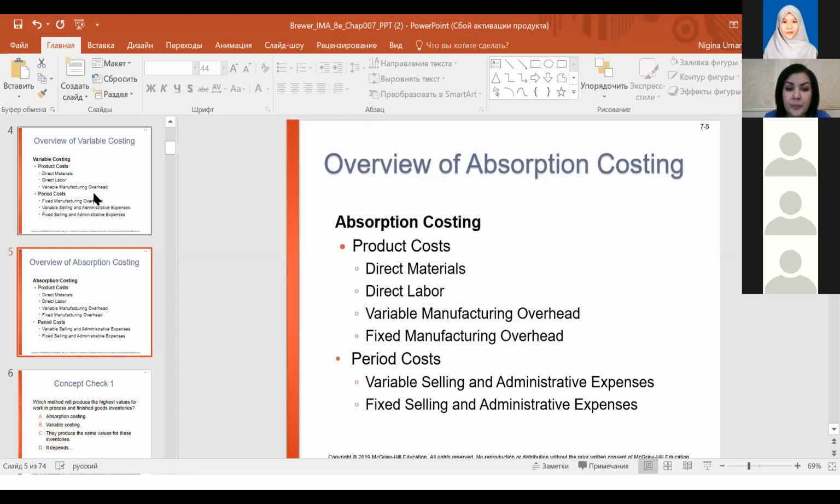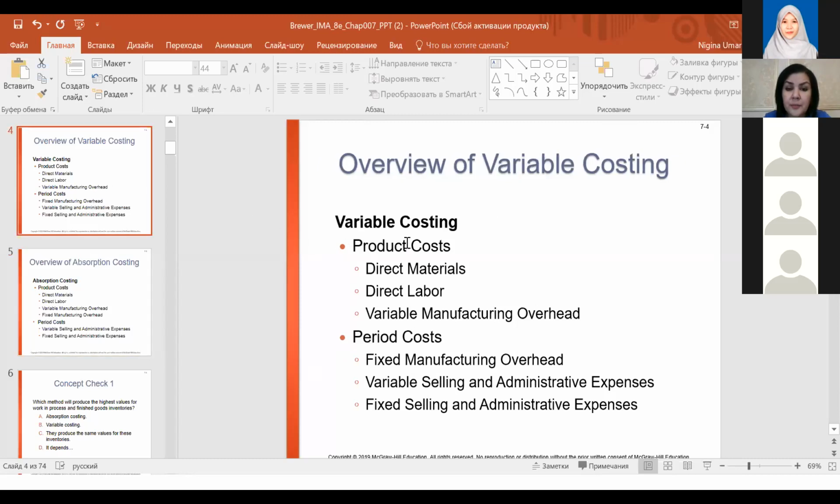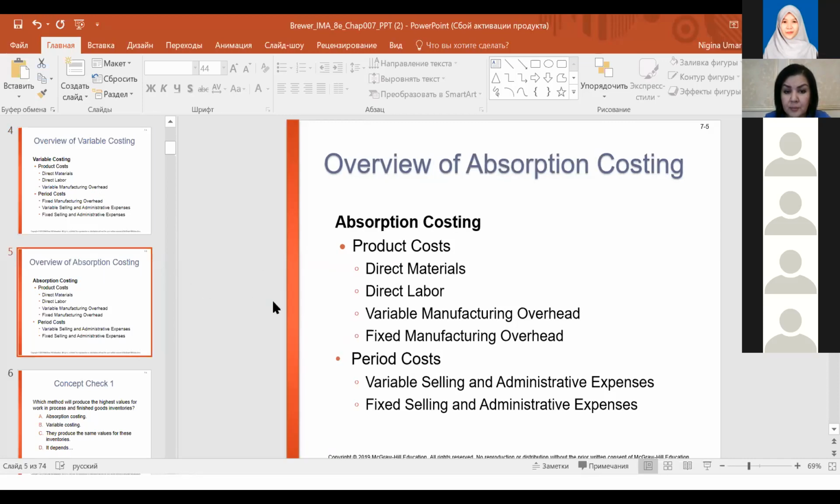Okay, so notice the difference, students. Have you noticed the difference between variable costing and absorption costing? Yes.